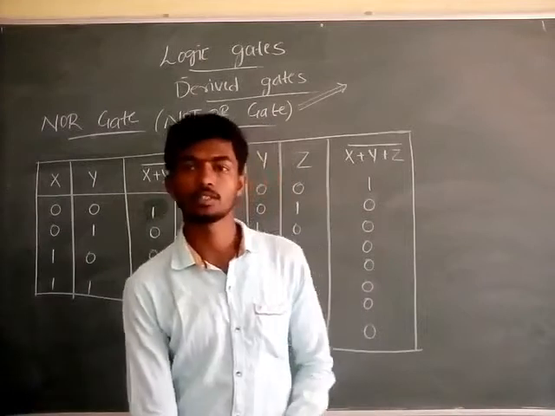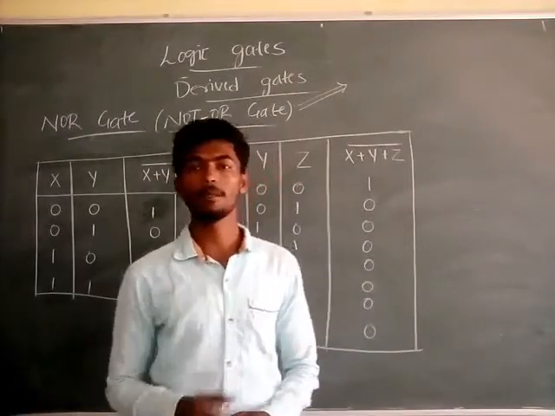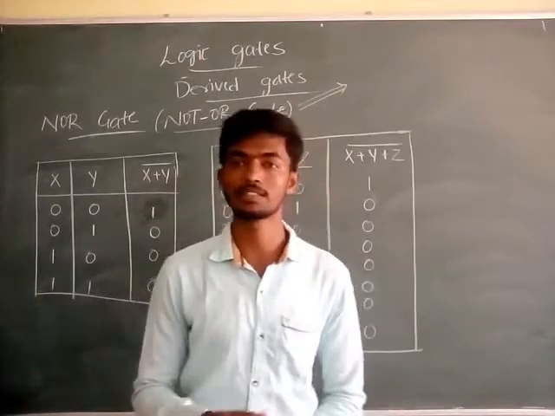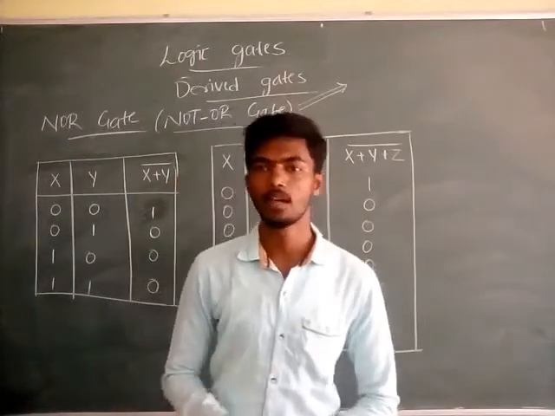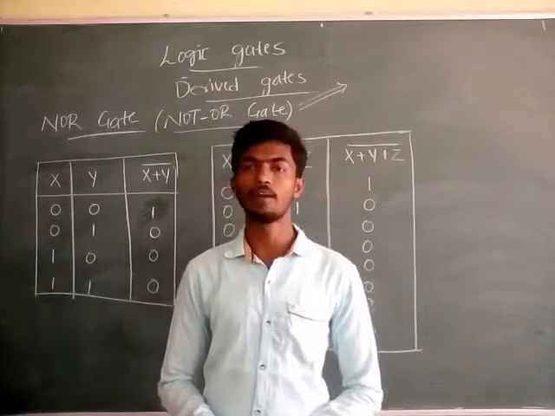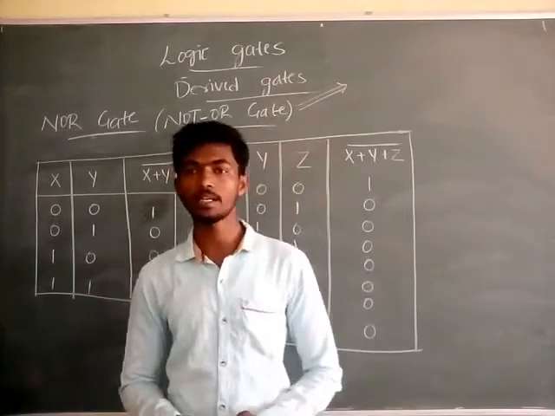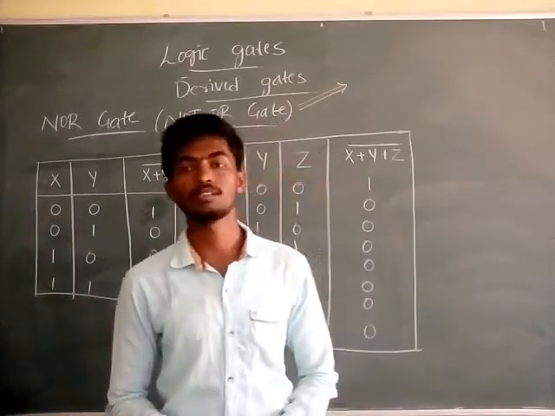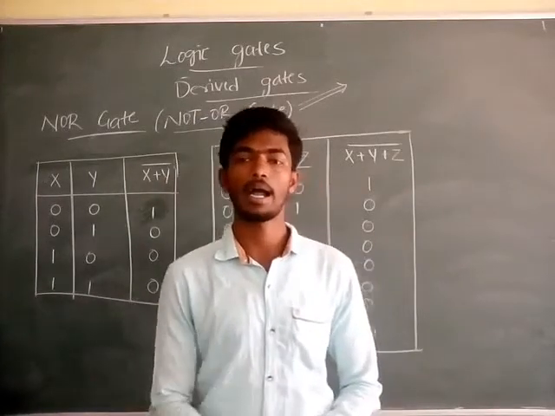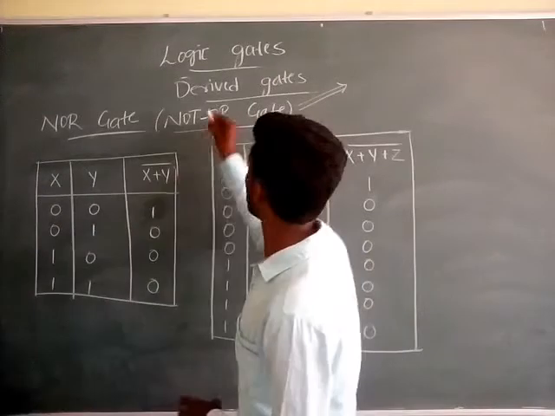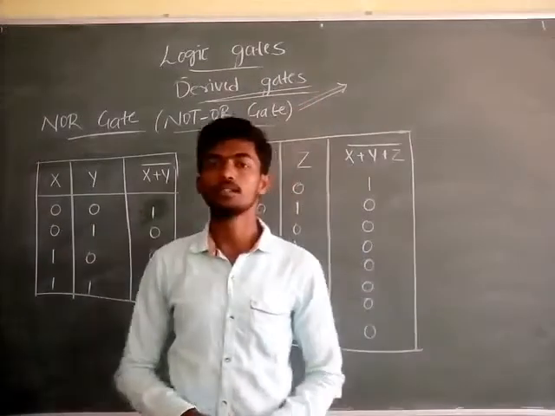In the last video lecture, we discussed the basic gates, the logic gates. There are three different types of basic gates: the NOT gate or inverter gate, the OR gate, and the AND gate. Now, in this section, we are going to discuss the derived gates.